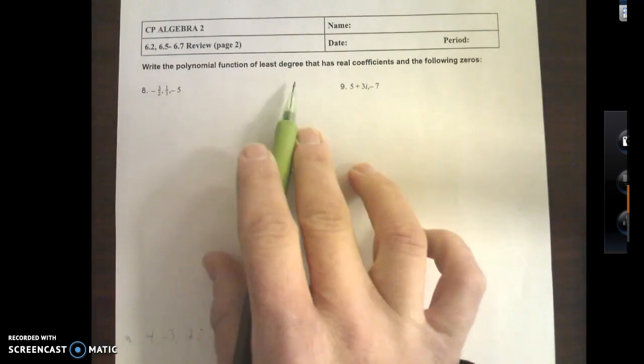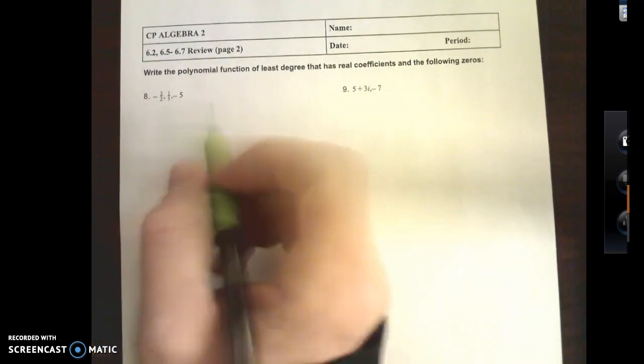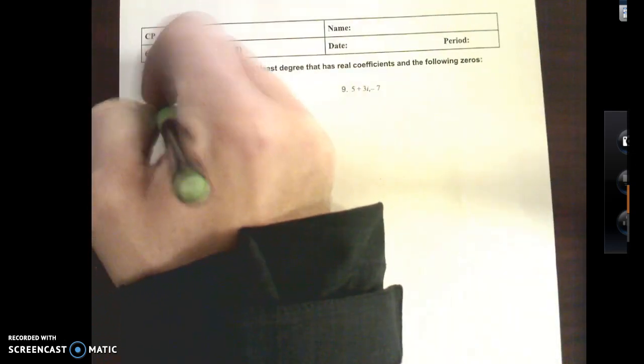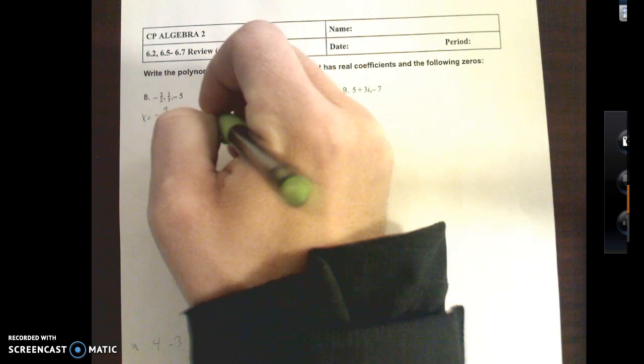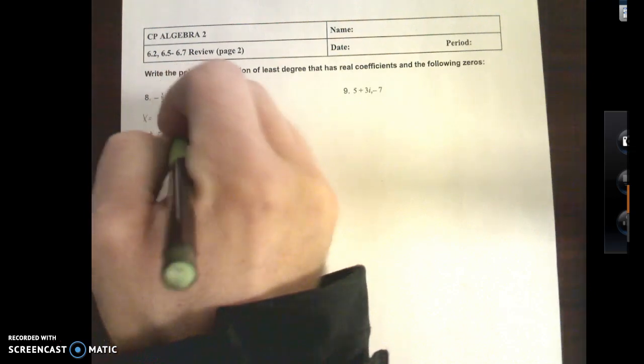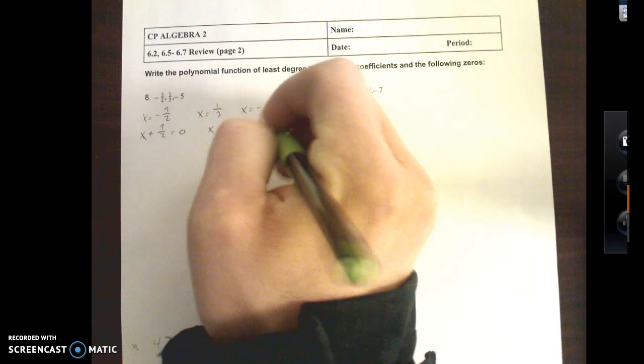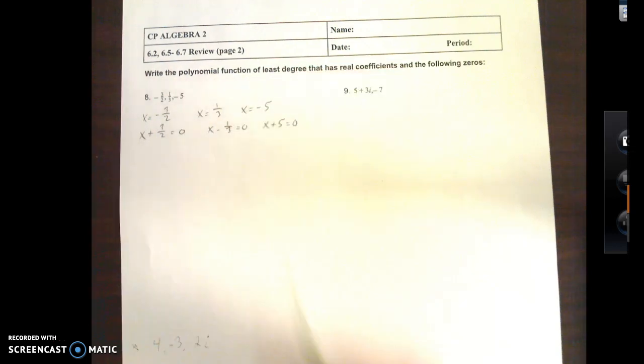Write the polynomial function of least degree that has real coefficients in the following zeros. So here, when it says x equals negative 3/2, that means you technically have an x value that is negative 3/2. Okay? Same thing for 1/3, and same thing for negative 5. Now, if I write that in terms of a binomial, it's going to look like this. Okay? Now, I do want to show you guys one little trick.